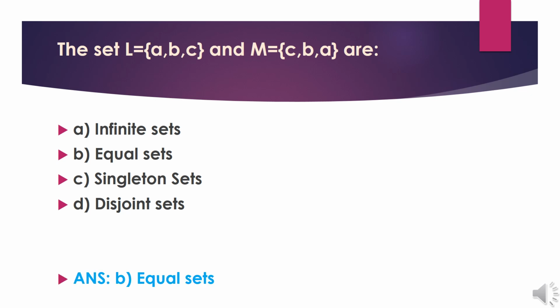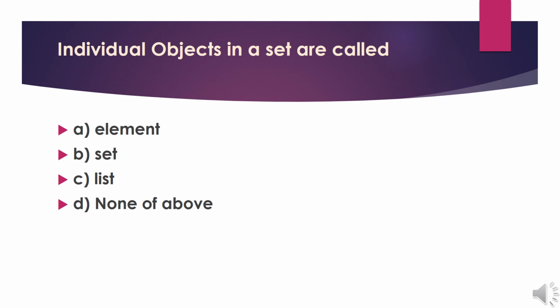The set L is equals to ABC and M is equals to CBA are A, infinite sets, B, equal sets, C, singleton sets, D, disjoint sets. Answer B, equal sets. Individual objects in a set are called A, element, B, set, C, list, D, none of above. Answer A, element.